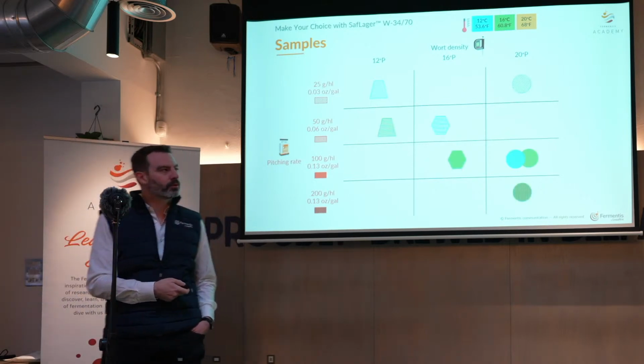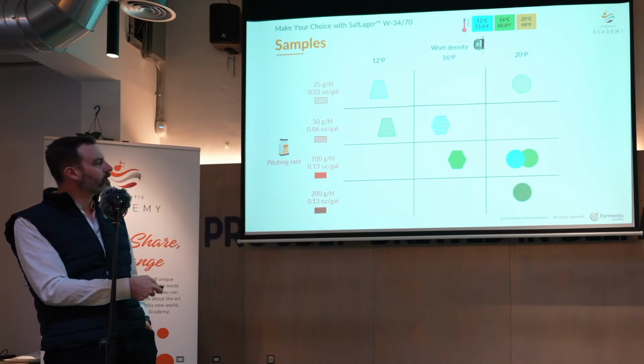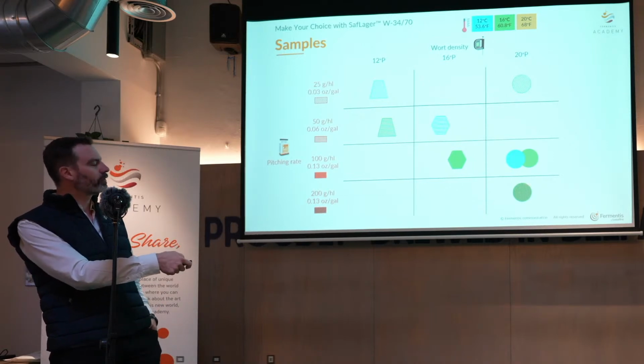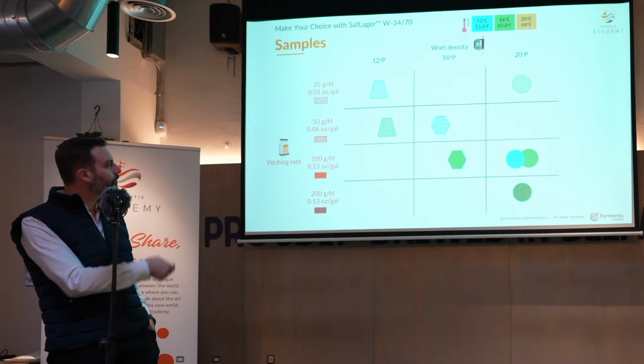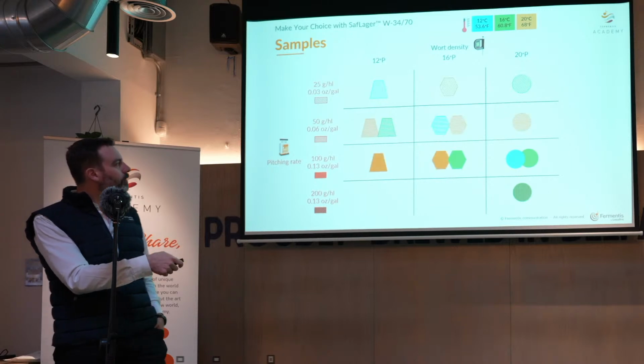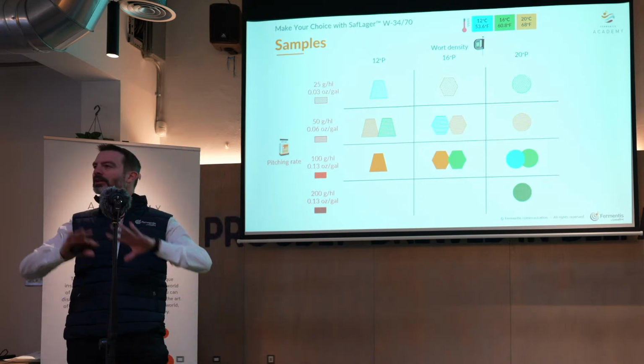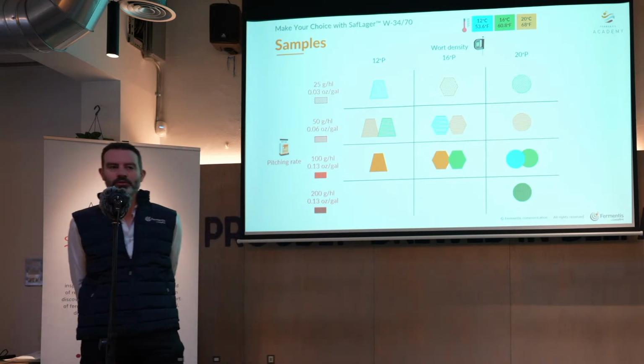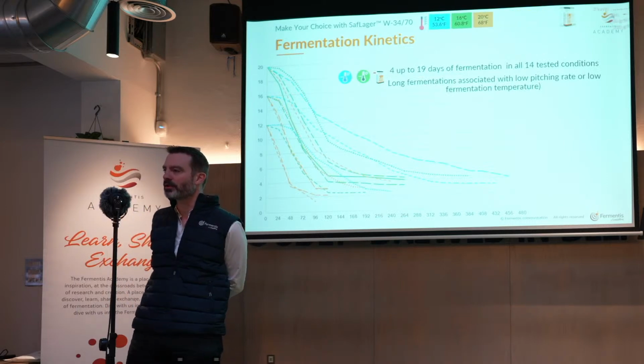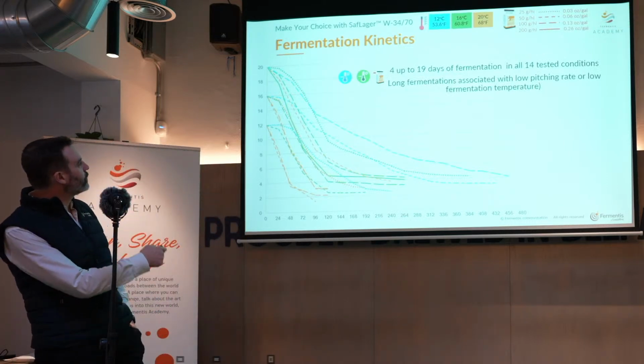We have those at 16 degrees Celsius, and you can see here we have 200 grams per hectoliter here, and also some conditions are at 20 degrees Celsius. Okay, now we all know what we're going to do. Let's have some fun and analyze the results. This is the fermentation dynamic.